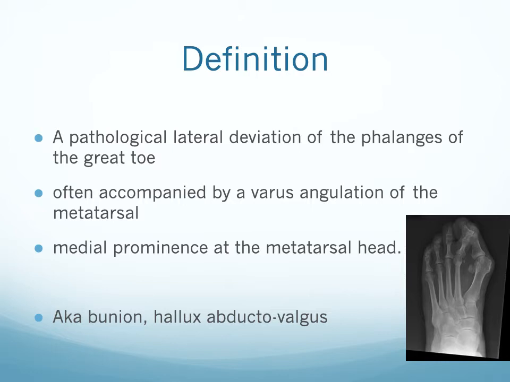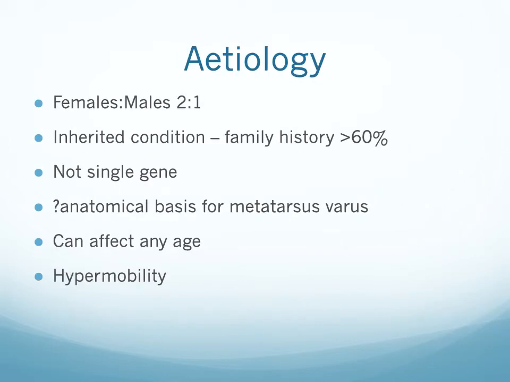Some people call it a bunion, some people call it a hallux valgus, and other people call it hallux abducto-valgus. We know that it affects women more than men. It's a condition which is inherited in over half of cases. There's a strong family history, but it's not a single gene that causes the hallux valgus. There are anatomical variations which might account for the metatarsus varus.